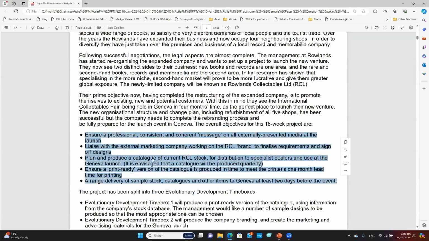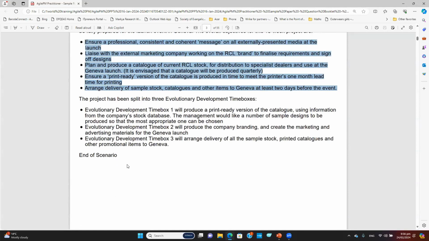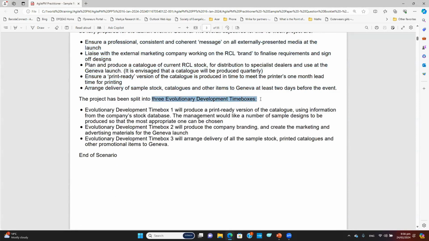And then they would talk about how the project is split. So in this particular example, the project is split into 3 evolutionary development time boxes. And what are the artifacts or requirements that are catered to in each of the time boxes are clearly laid out over here. So this basically constitutes your general scenario. So in the exam, when they ask you a question, if they do not hint at any particular additional information, the assumption is you need to answer based on the general scenario information.